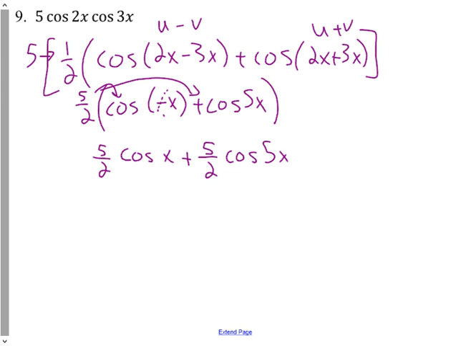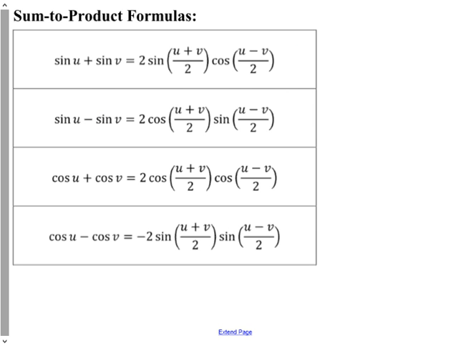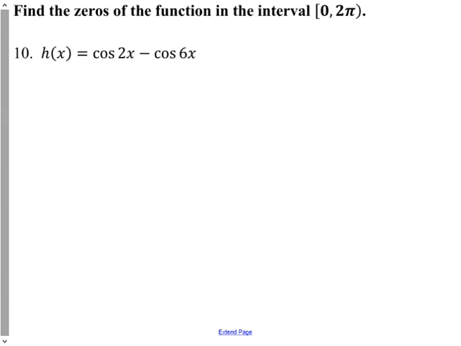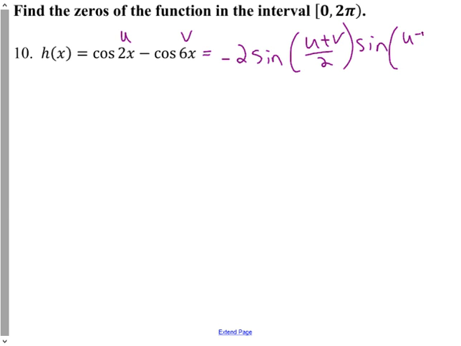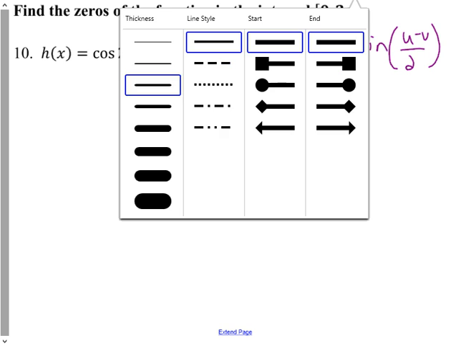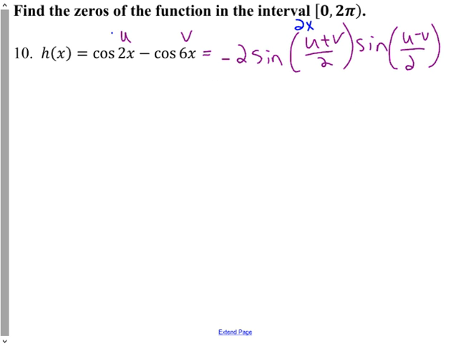One last problem to go is the sum-to-product formula. This one's a little more work than the last one because the question is to find the zeros of the function in the interval 0 to 2 pi. The solve is still similar. We rewrite the formula: cosine of 2x minus cosine of 6x is minus 2 sine of (u plus v) over 2 times sine of (u minus v) over 2. And then I plug in. U is 2x, v is 6x.